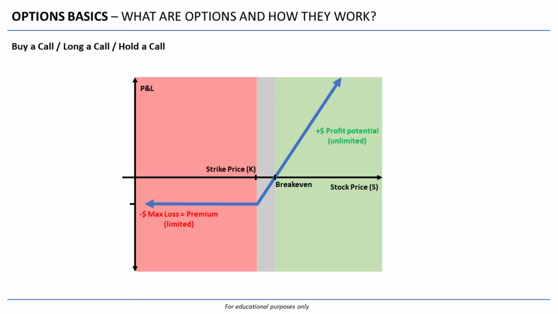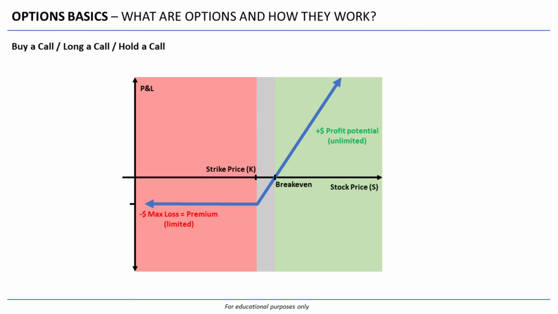Gray section. At expiration, the stock price is slightly above the strike price. There is intrinsic value, but the intrinsic value is less than the premium paid. In this section, the loss is less, but is still a loss. The point where the intrinsic value is equal to the premium paid is called the break-even point.